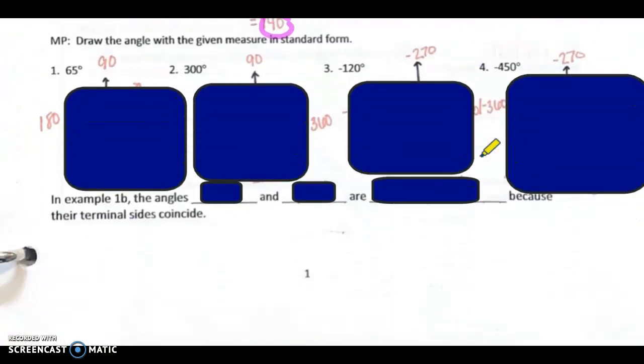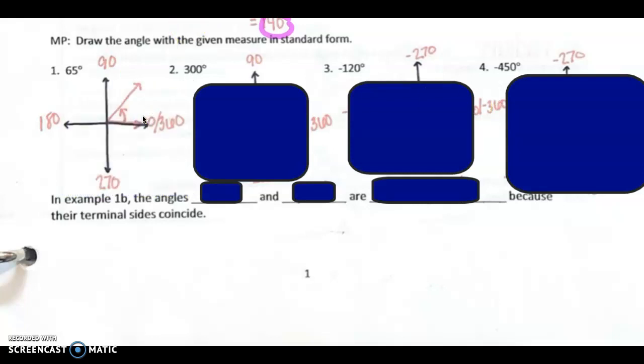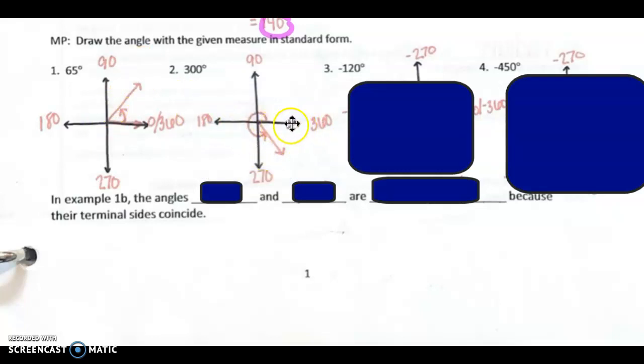Okay, so I want you to pause the video and try these 4 on your own. Okay. If you pause the video, 65 degrees should look like this. So you're still starting that initial side here, and 65 is between 0 and 90. 300, same thing, starts here. This time it's between 270 and 360, and your arc goes counterclockwise again.